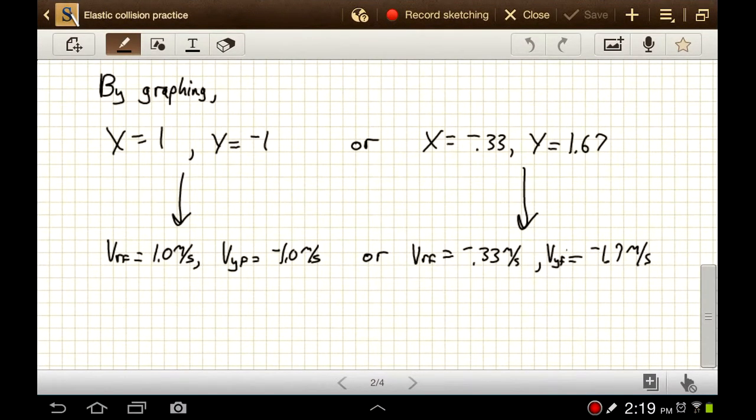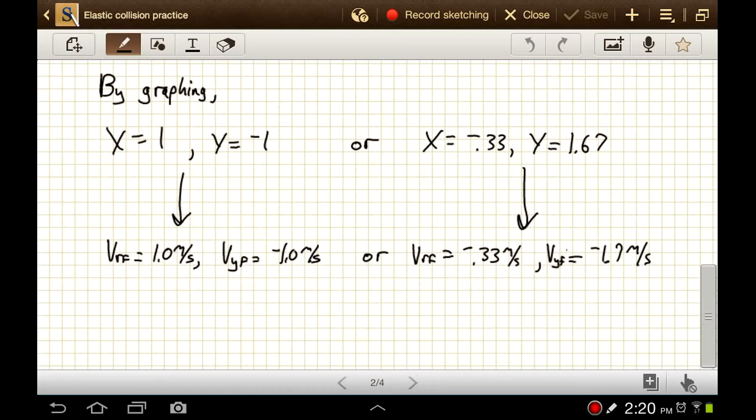So from our graph, using our calculator, we found 2 possible places where this works, where momentum and energy are both conserved. So we got values of x equals 1 and y equals negative 1, or x equals negative 0.33 and y equals 1.67. And I translated those back using x is the red final velocity and y is the yellow final velocity.